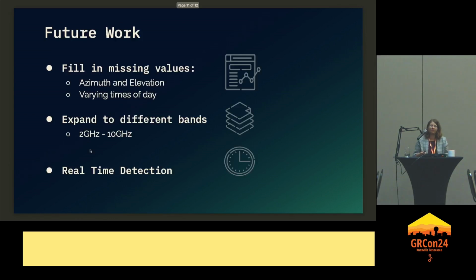So future work could include filling in missing azimuth and elevation values, doing varying times of day, expanding it to different bands, and also improving the real-time detection, allowing it to take in a bigger sample rate and process more data at a time.